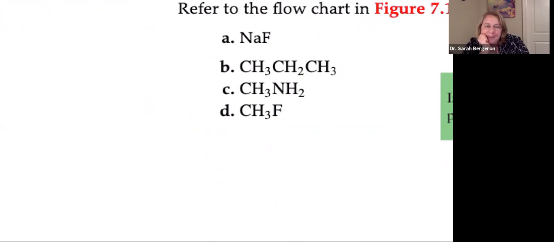NaF. If you look at what kind of molecule this is, it's going to tell you the answer. So what kind of a molecule is this? Sodium is a metal, so it's going to form a cation. Fluorine, non-metal, is going to be an anion. A cation and an anion, that is an ionic compound, right? So ionic interactions.